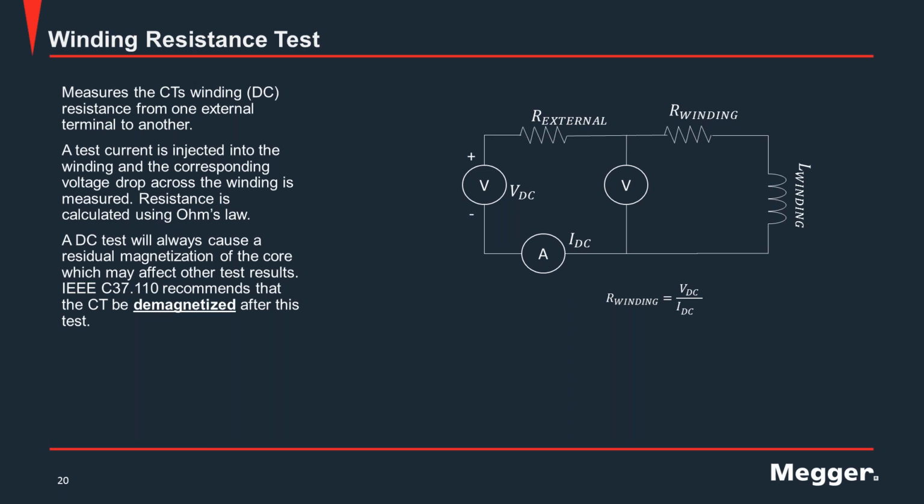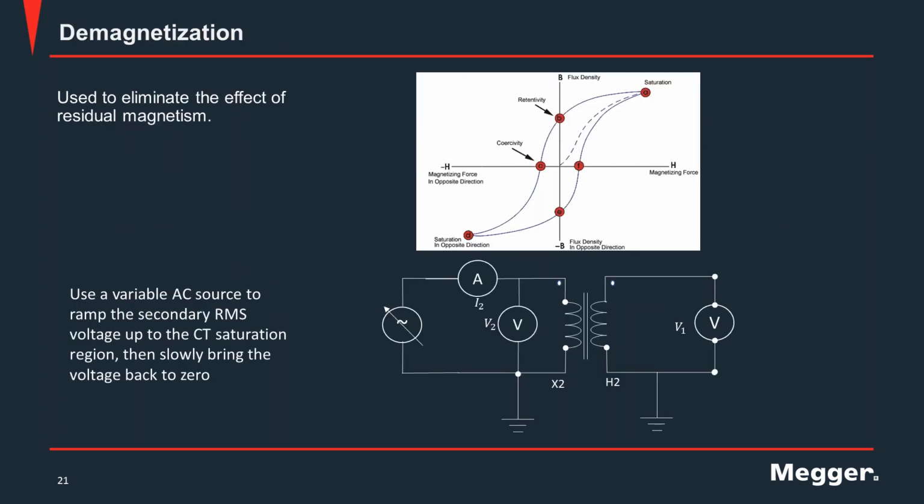A DC test will always cause residual magnetism because it is a DC current that we injected. So it will magnetize our CT. As per recommendation of the ANSI standard, we need to demagnetize the CT after such a test, after the winding resistance test. When we do the demagnetization, we use it to eliminate the effect of the residual magnetism.